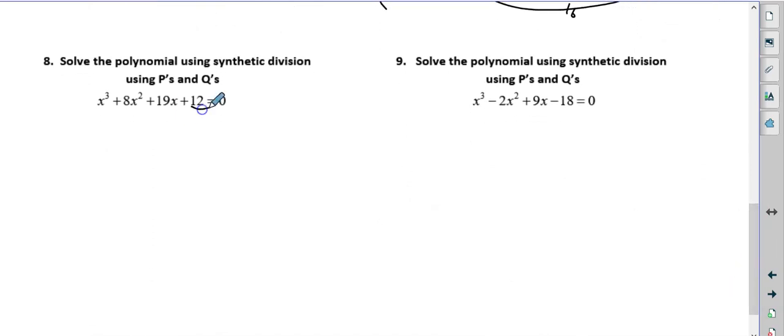Okay, P's and Q's are easy because there's only a number here and this is 1. So it's really just plus or minus factors of 12. 1, 2, 3, 4, 6, and 12.